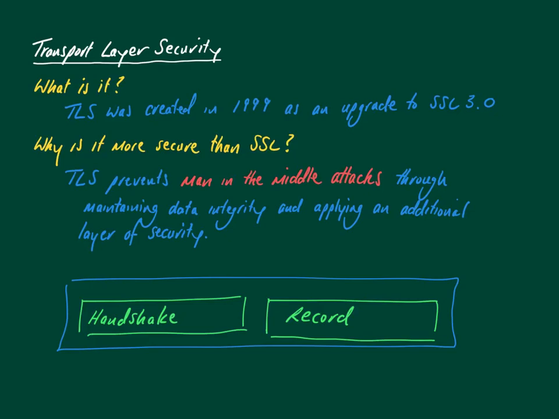So, what you should have learned in this video is that SSL and TLS are essentially in the same family. TLS is the more up-to-date version of SSL, and it improves on SSL by ensuring that the integrity of data is maintained, and it also allows for an additional layer of security that SSL didn't previously provide.